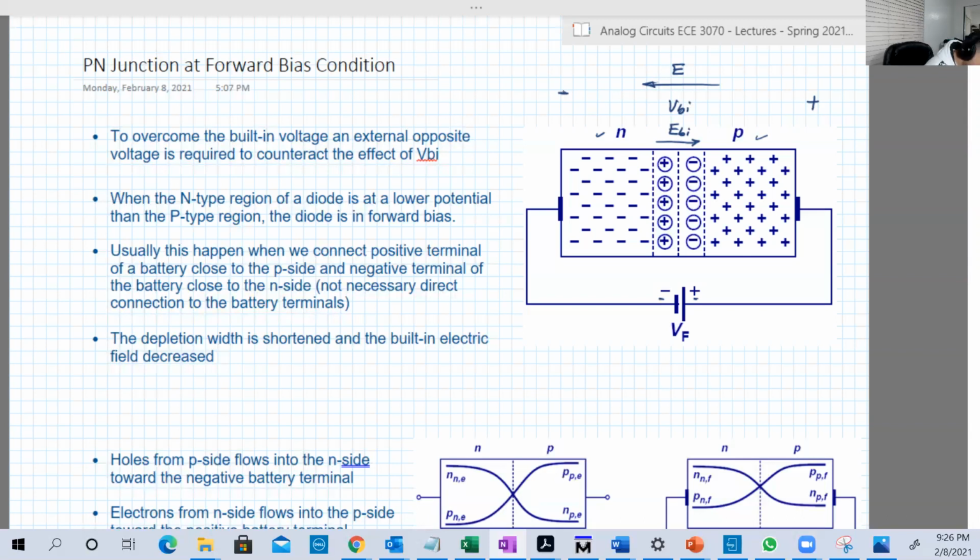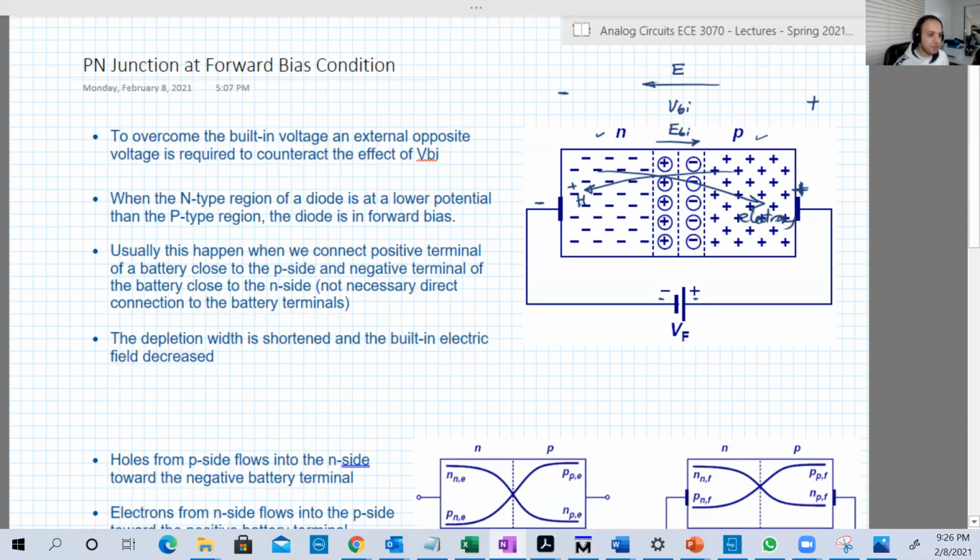So basically, holes, which are positive carriers, will be repelled by the positive terminal towards the negative terminal. So they will move in that way. These are the motion of the holes towards the negative terminal. And the electrons will be repelled from the negative terminal and attracted to the positive terminal here. So these are the electrons.